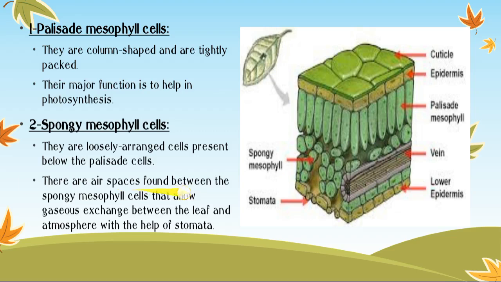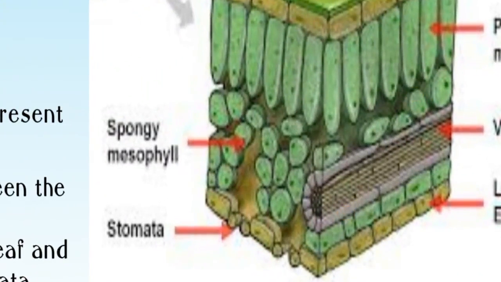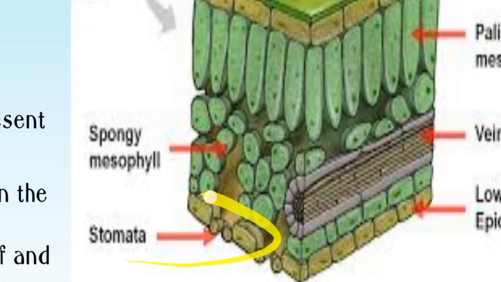There are air spaces found between the spongy mesophyll cells that allow the gaseous exchange between the leaf and the atmosphere with the help of stomata. You can see in the diagram there are air spaces that are present between the spongy mesophyll cells. These air spaces are actually meant for the exchange of gases between the leaf and the environment with the help of stomata that are present here. Here you can see the stomata.